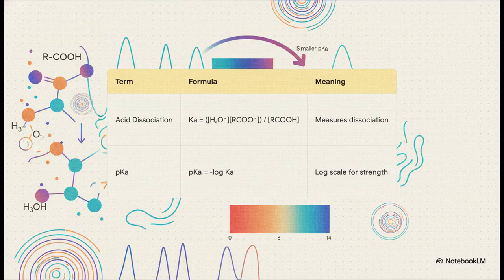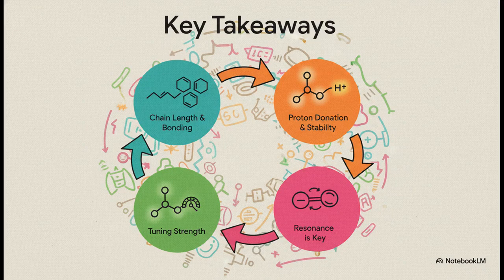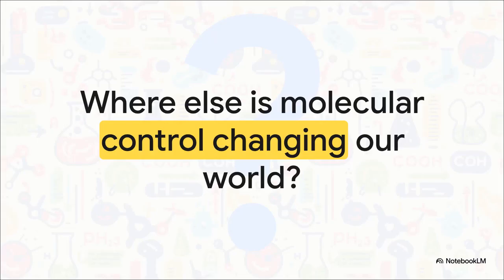Simple as that. So, to quickly recap our whole journey, the physical stuff like boiling point and odor, that's all about chain length and that special hydrogen bonding trick, dimerization. Their acidity comes from being able to give up a proton, which only works because the ion left behind is so stable. The absolute key to that stability is resonance. And finally, we saw that we can act like molecular engineers, tuning that acid strength up or down with different groups.